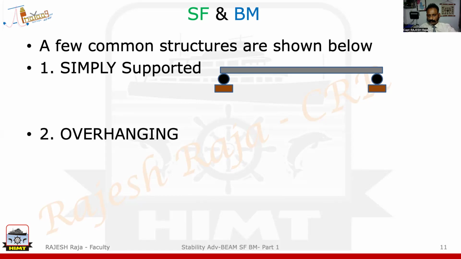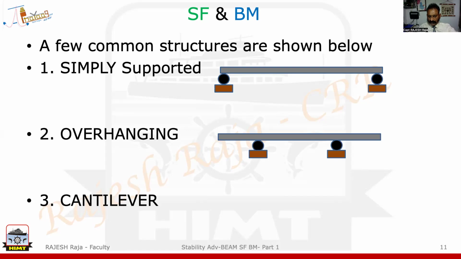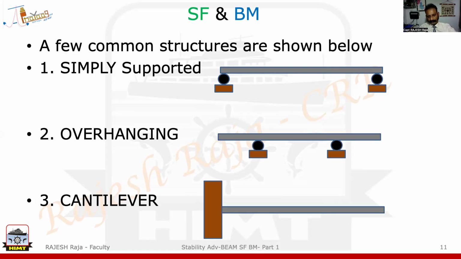Now I have something called overhanging. You will see the supports will come a little bit inwards for the same beam, and they are not at the ends, so it is called overhanging because the ends are overhanging. And the last one, which is very common for you in exams and even in your common day-to-day life, is cantilever. Cantilever is somewhat looking like this. It is supported at one end and the other side is free.